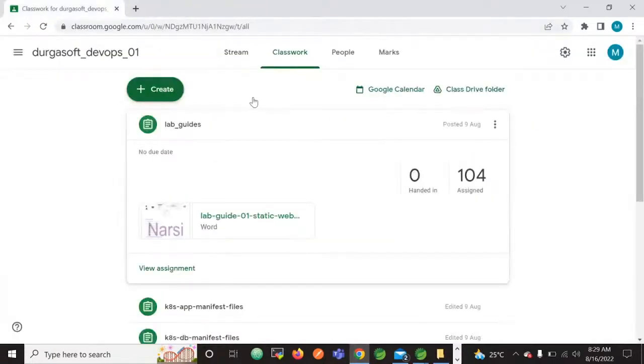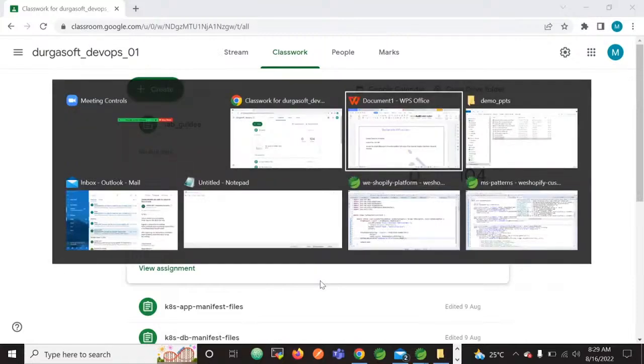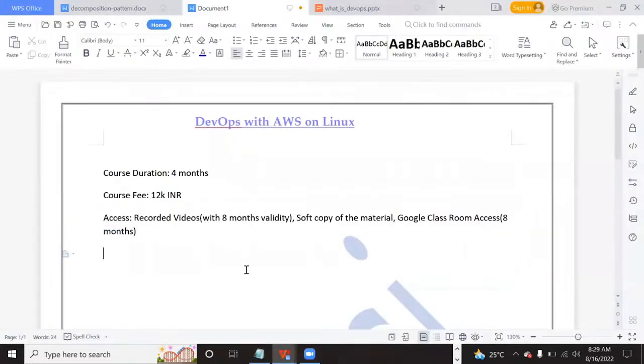Now let us go to the overview. First of all, let me type: recorded video access with 8 months validity, soft copy of the material, and Google Classroom access with 8 months validity is what you will get.